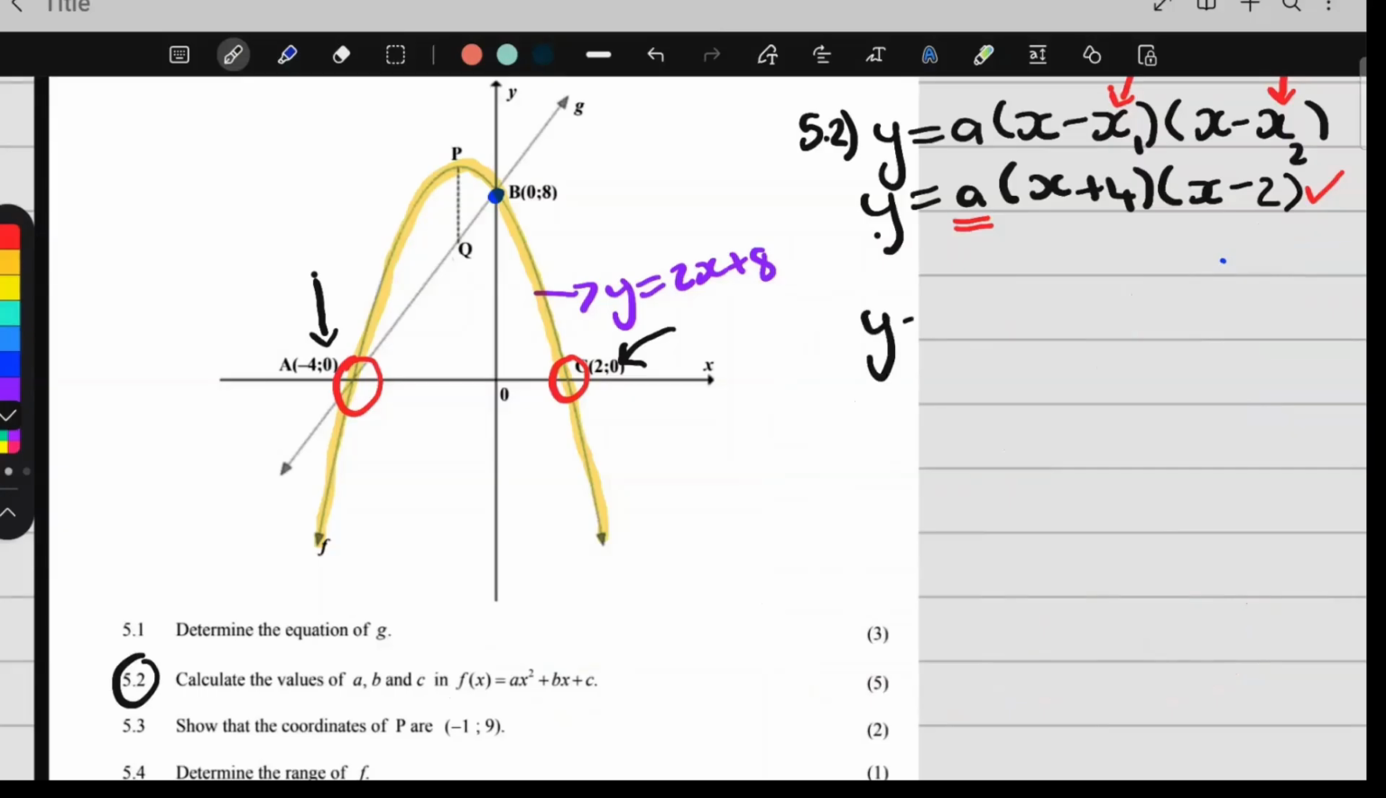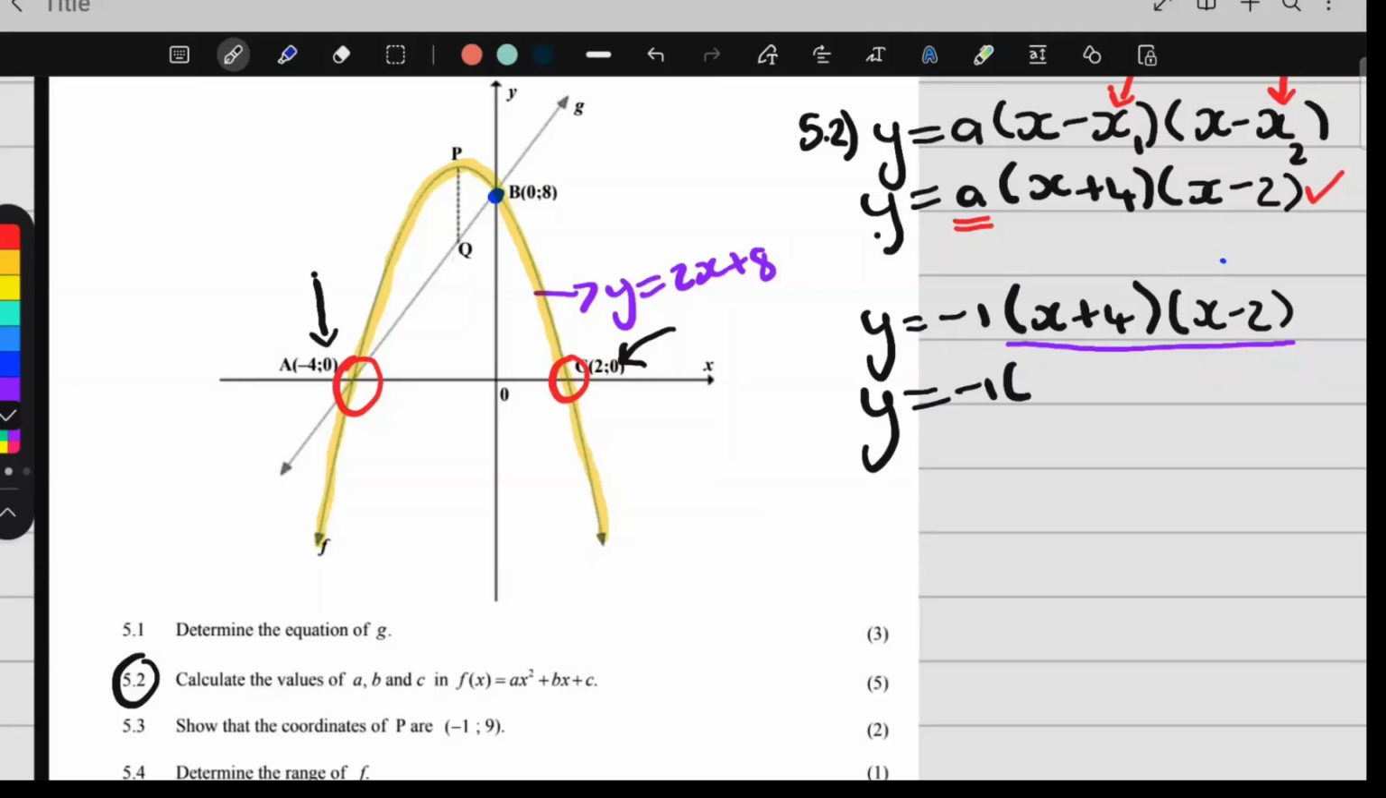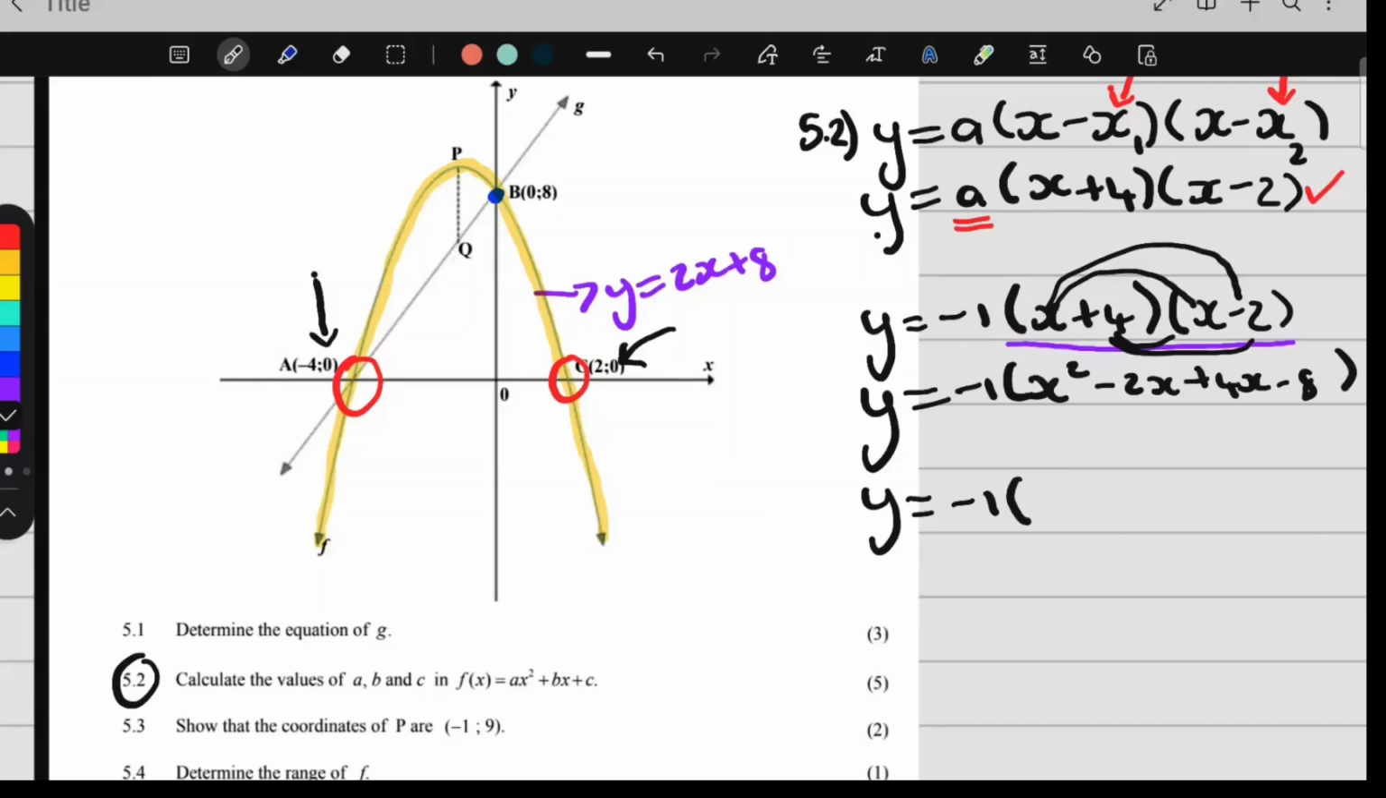So I'm going to write y is equal to, a is negative 1. And now I'm going to multiply this out. Leave the negative 1 in front, but keep your answer in a bracket. So y is equal to, keep the negative 1. So this is x squared, this is minus 2x, this is plus 4x, and this is negative 8. I keep my y, I keep my negative 1.